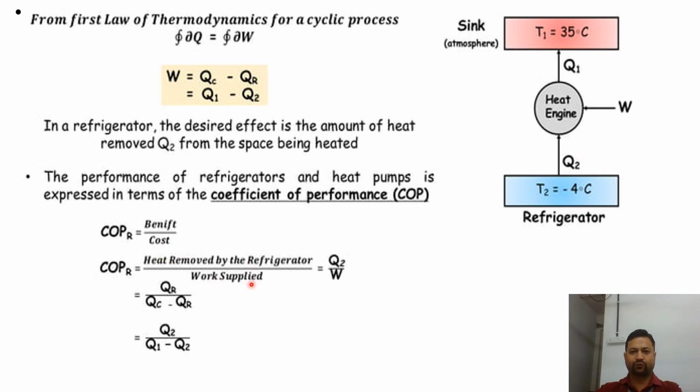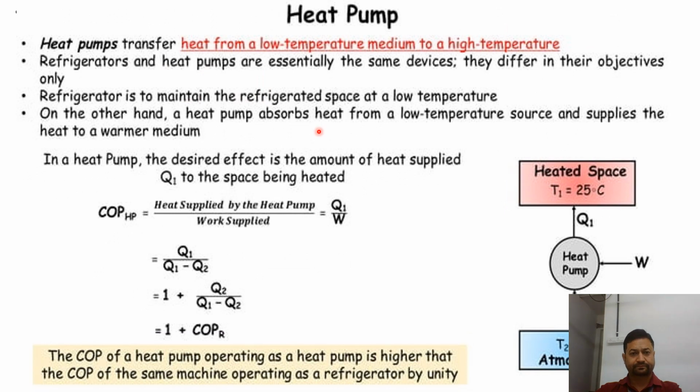Now these are the expressions for how to define the COP: desirable effect over the work input. So what is the desirable effect for a heat pump? This Q1, which is QH, will be your desirable effect. For a refrigerator this Q2 will be your desirable effect, while the work will remain the same for both conditions. These are generalized formulas that you will be easily able to understand.